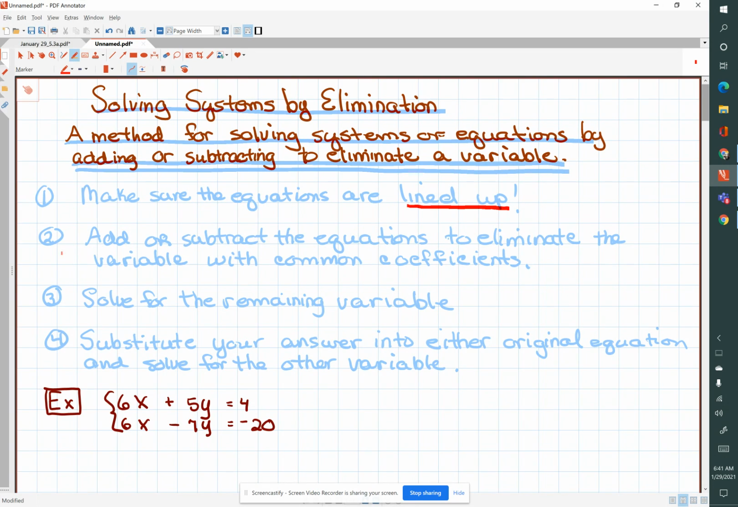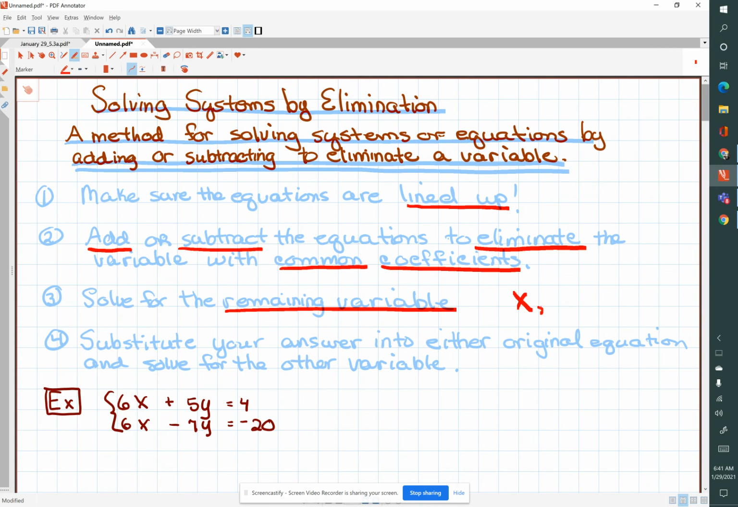The second step is to add or subtract the equations in order to eliminate, to make it go away, to make one variable go away. And it's going to be the variable with common coefficients in today's examples. The third step will be to solve for the remaining variable, because remember, if you have two variables and you eliminate one, you only have one left, and that's the one you'll solve for.